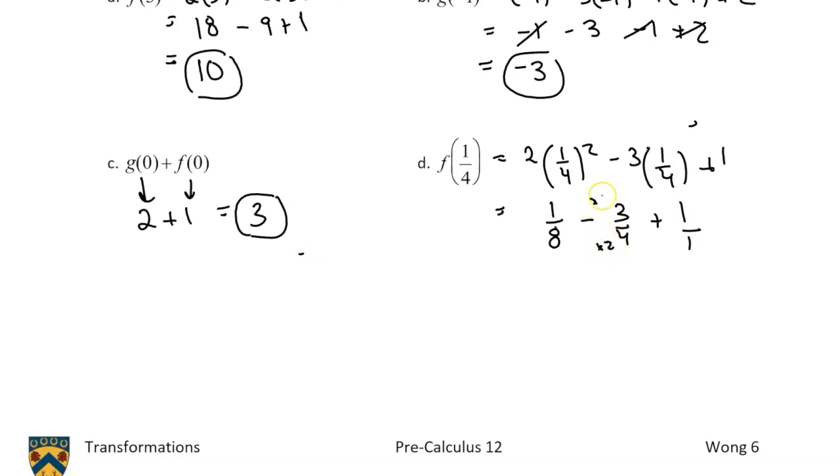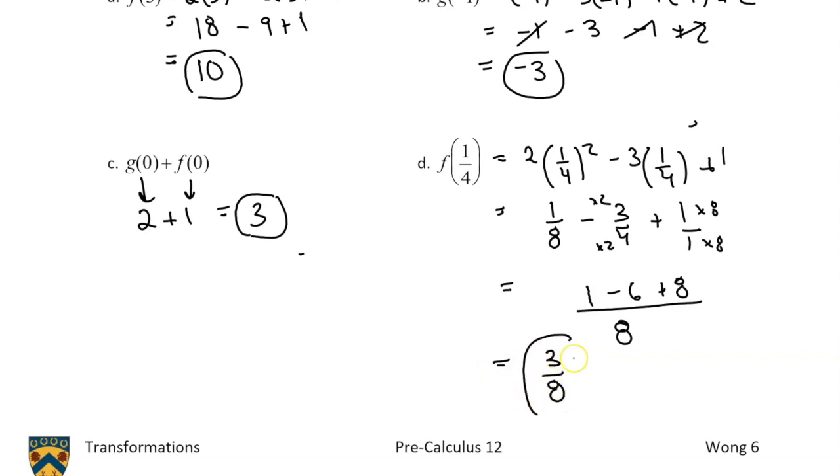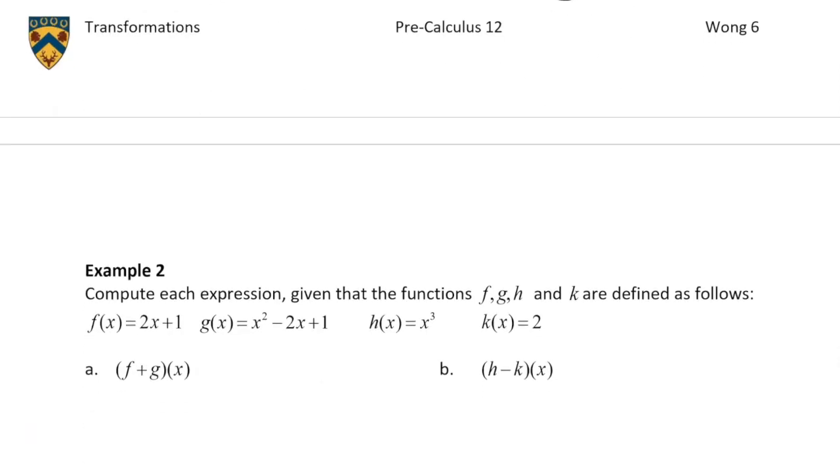So times 2, times 2, times 8, times 8. And we would get something that would say 1 over 8 minus 6 over 8 plus 8 over 8. And that would leave us with 3 over 8 right there. Okay, so all we did was just substitute in some values, and hopefully you guys came up with exactly the same thing. Okay, let's move on.